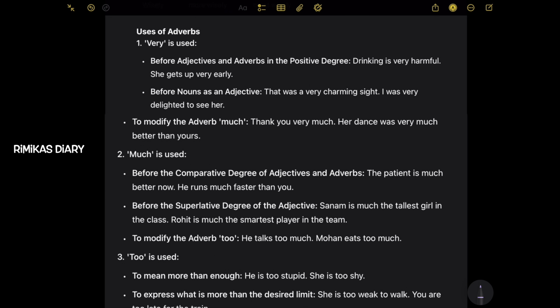Now we'll be seeing the uses of adverbs. Very is used before adjectives and adverbs in the positive degree. Drinking is very harmful. She gets up very early. Before nouns as an adjective: That was a very charming sight. I was very delighted to see her. So here it comes before adjectives and adverbs in the positive degree.